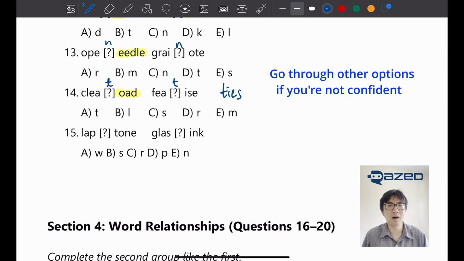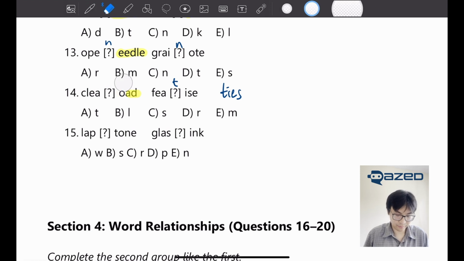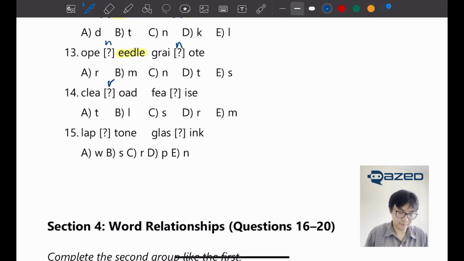So now I'm going to try R, which was the other word that could create a word with OAD. So if we try road, clear, fear, rise. This gives me confidence to say it's R.